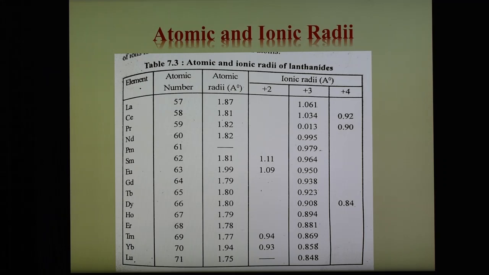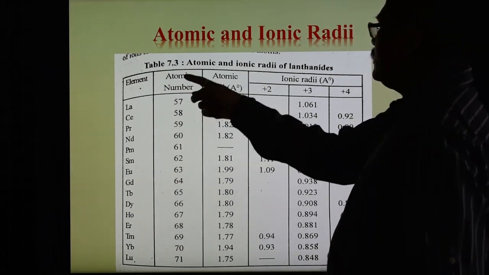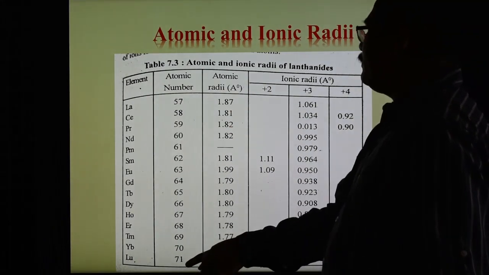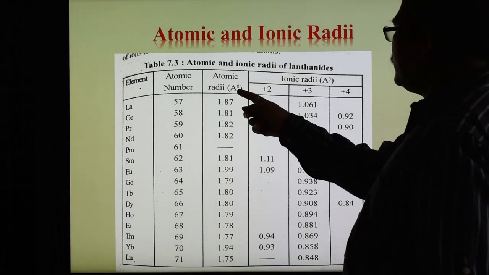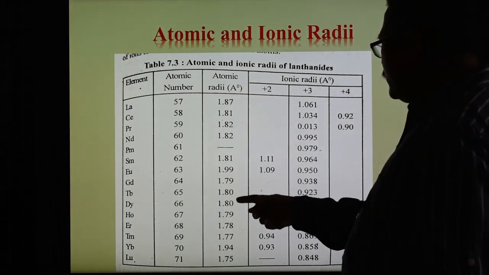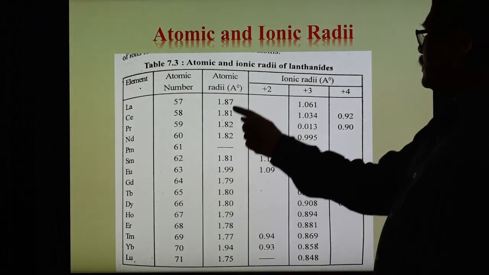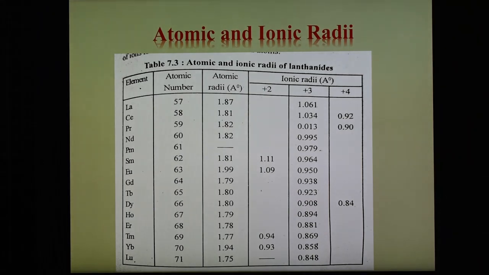The next property is the atomic and ionic radii of the lanthanide series. The table shows the values of atomic and ionic radii. In the case of atomic radii, these are the elements with atomic numbers 57 to 71, and the atomic radii in angstrom are shown here. Atomic radii slowly decrease with the increase of atomic number.